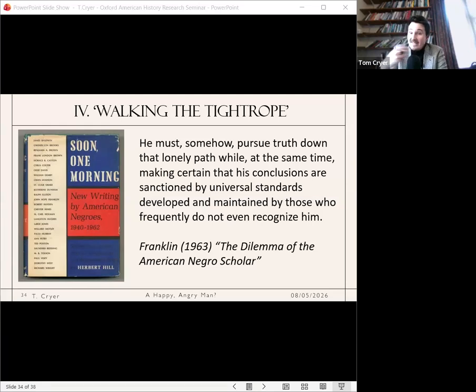This piece reflected on the position of black intellectuals in America, encountering a pernicious coupling of American anti-intellectualism in general and anti-blackness specifically. Franklin held that, quote, "the world of the Negro scholar is indescribably lonely, and he must somehow pursue truth down that lonely path while, at the same time, making certain that his conclusions are sanctioned by universal standards developed and maintained by those who frequently do not even recognise him."